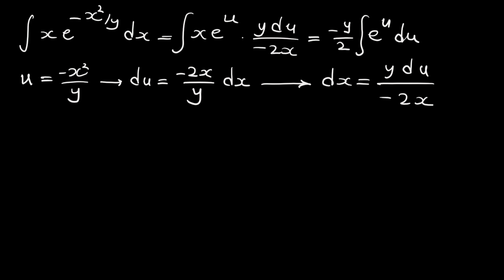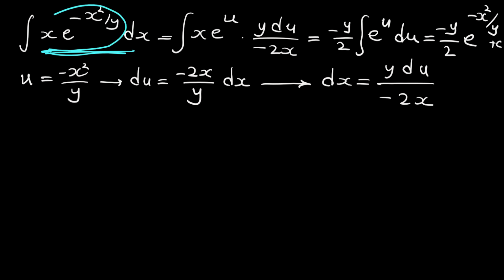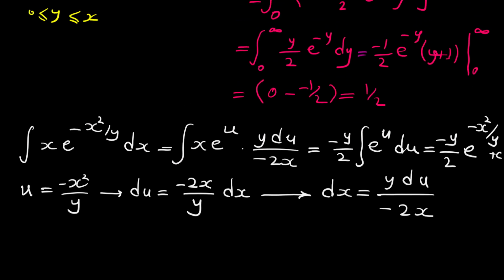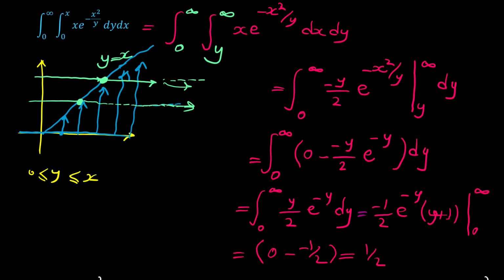So this integral equals negative y over 2 times e to the u, but u is this. So the answer of this integral is e to the negative x squared over y, and don't forget to add a c to the answer for this indefinite integral. So the integral of x e to the negative x squared over y is negative y over 2 e to the negative x squared over y, which is exactly this answer that I used here.